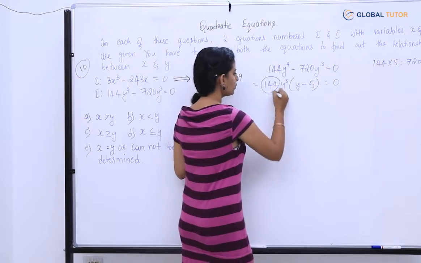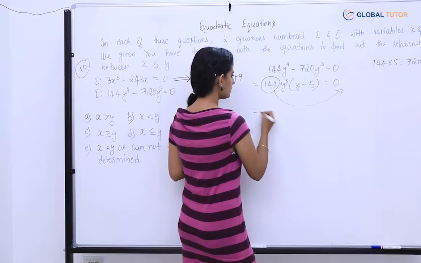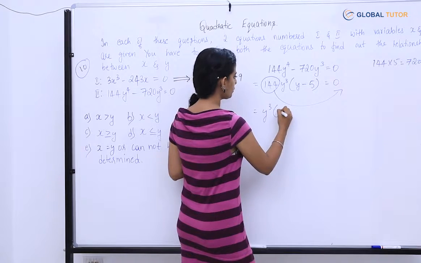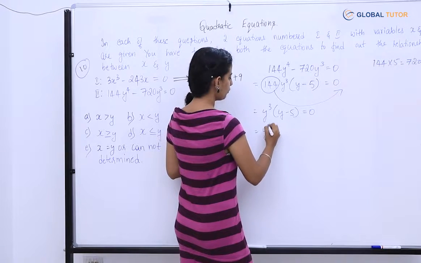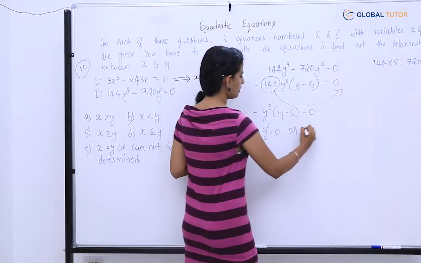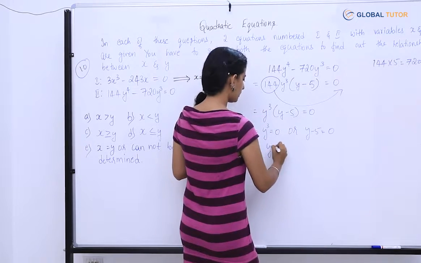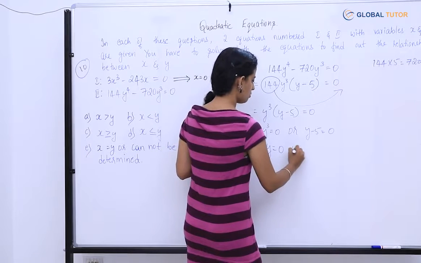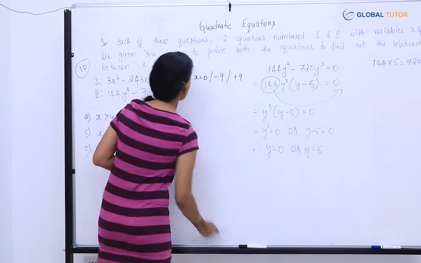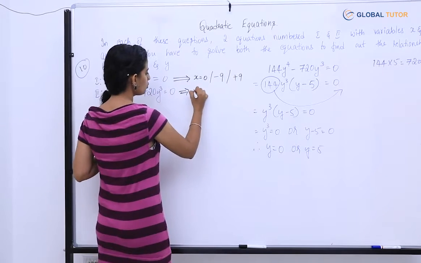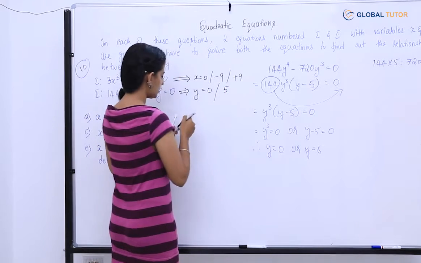Now this 144 can be shifted to right side. So this becomes 0 again. So this is equal to y cube into y minus 5, which is equal to 0, which is y cube is equal to 0 or y minus 5 is equal to 0. If y cube is 0, then y is equal to 0 or y is equal to plus 5. Here we got for the second equation two values for y. Y is 0 or y is plus 5.